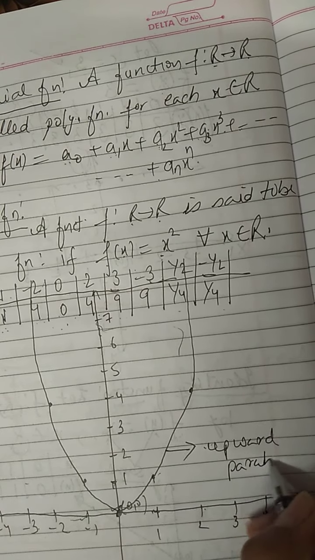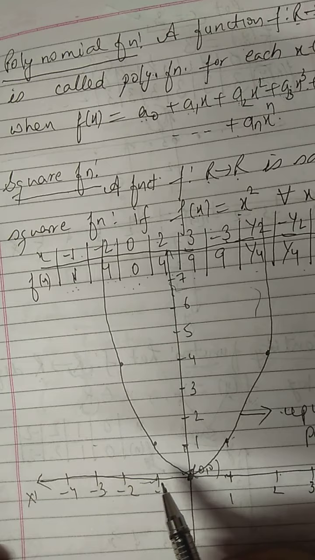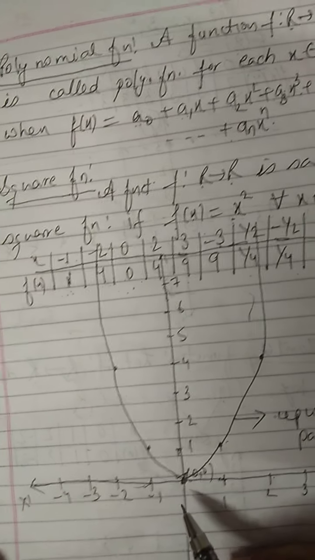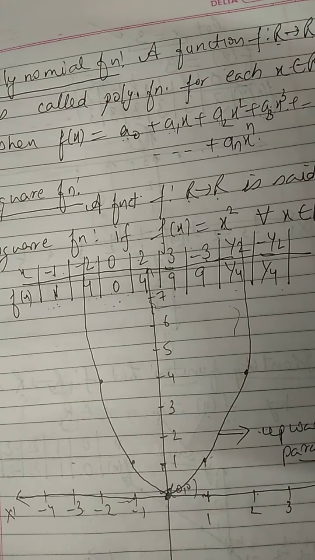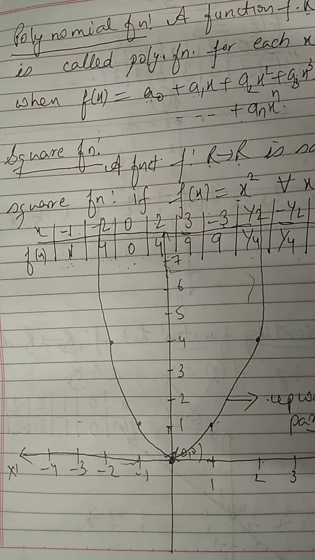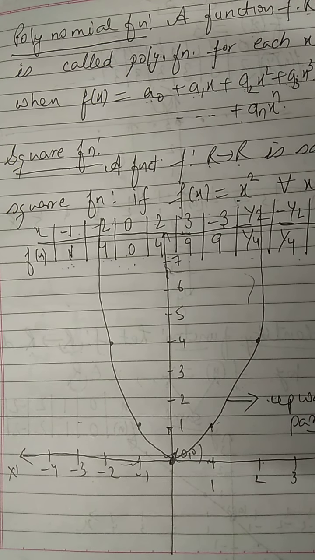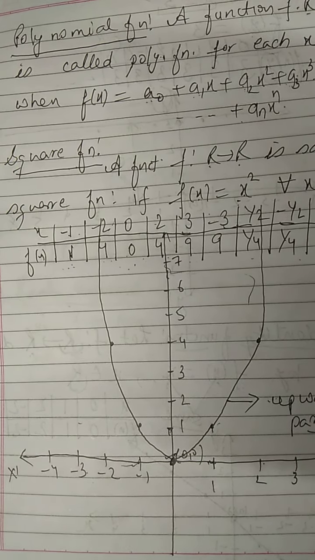So what is the graph of the square function? The graph of the square function is a U-shaped graph, right? You people have to plot it. Once again I am repeating, you people have to plot it on the graph sheet only, and the figure will be very clear, neat. It should be neat also, and every function you have to plot. Clear? So this is the square function.